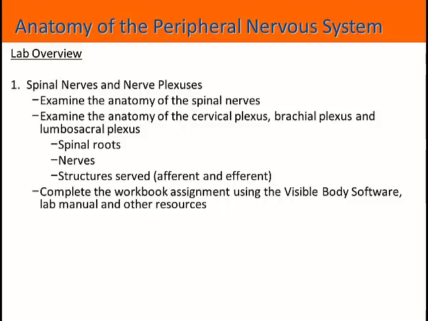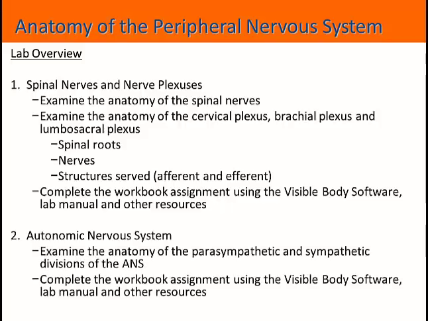And we're going to talk about both afferent and efferent branches of those nerves, and so we're going to talk about motor and sensory function. And then you'll do, as we have done all semester, complete the workbook assignment with all the resources available to you. So the Visible Body software will be of assistance here. The lab manual will help. And you might also want to visit your Silverthorne textbook, because some of the things that we're going to talk about will be covered in there as well.